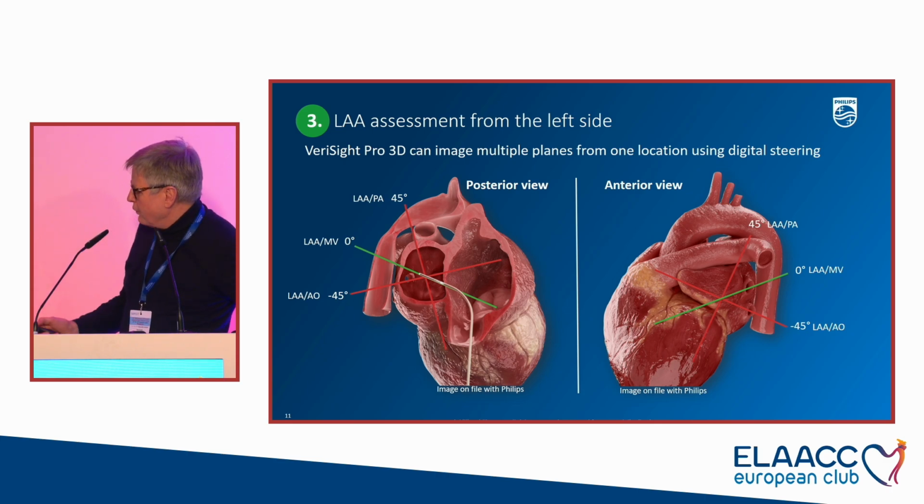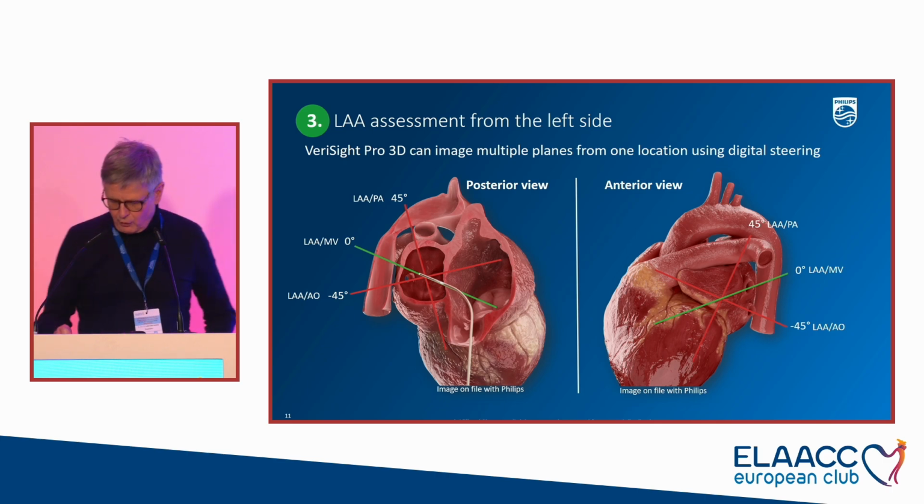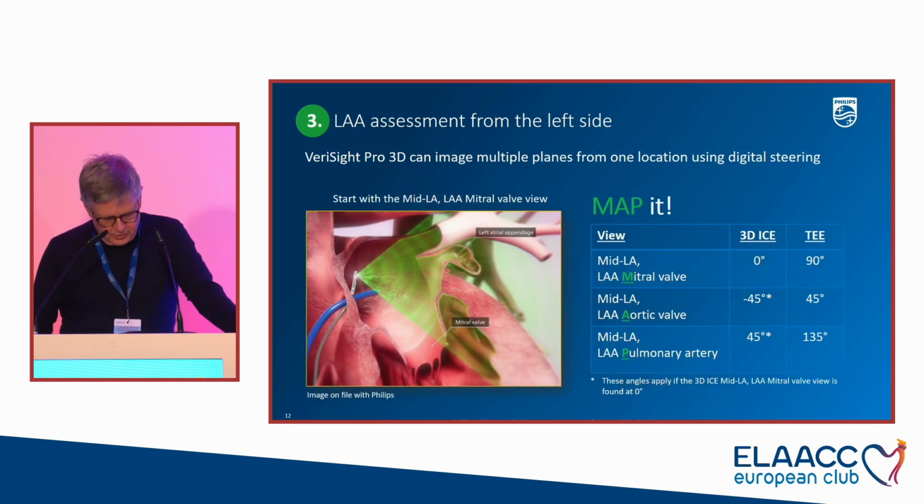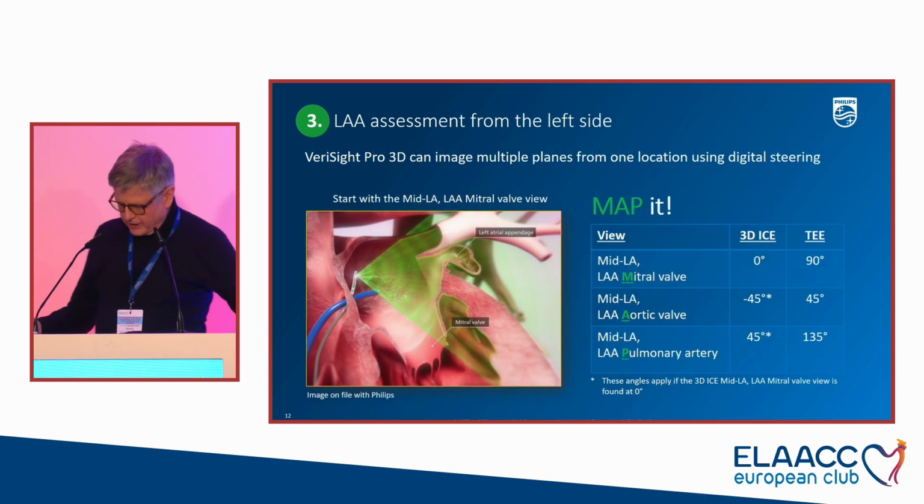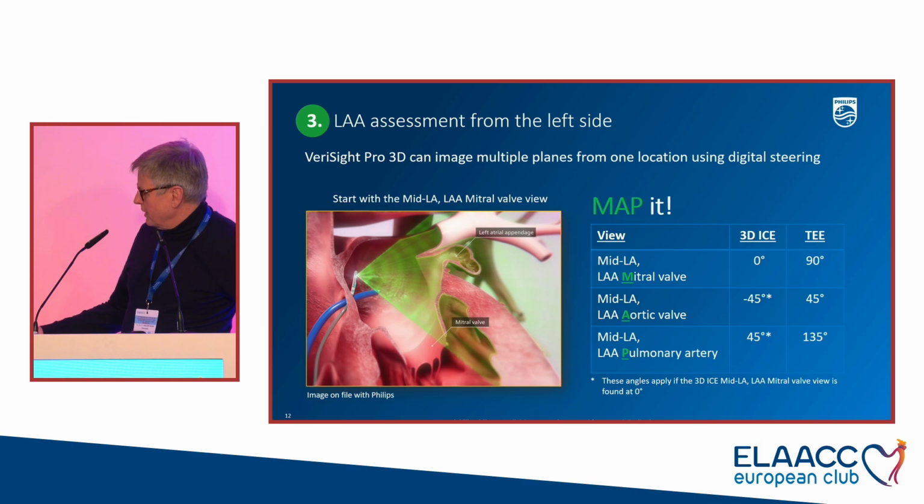But again, if you position your ICE catheter inside the left atrium in one position, you can use 45 degrees steering in one direction and 45 degrees in the other direction. So you have orthogonal planes here. So you can get the LAA-PA view and you can get the LAA-aortic view. So at least theoretically, you can totally obtain what we do by mechanical manipulations of the probe.